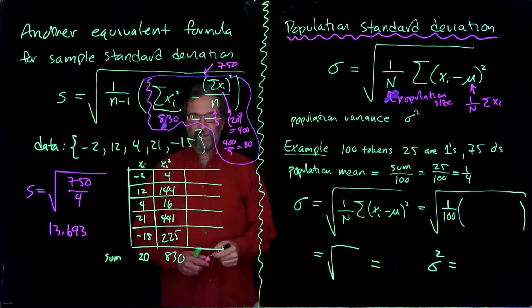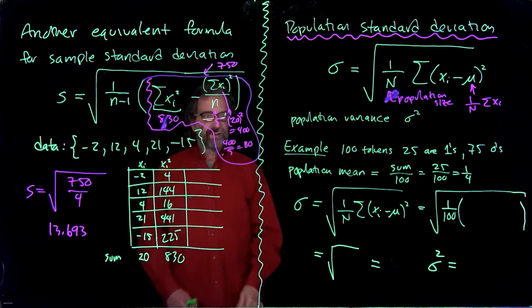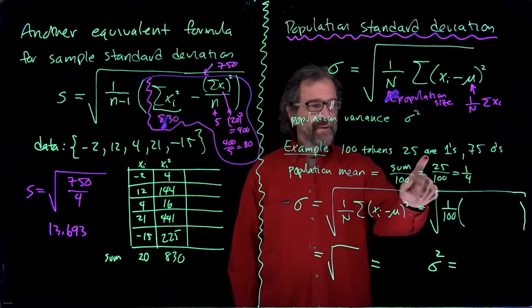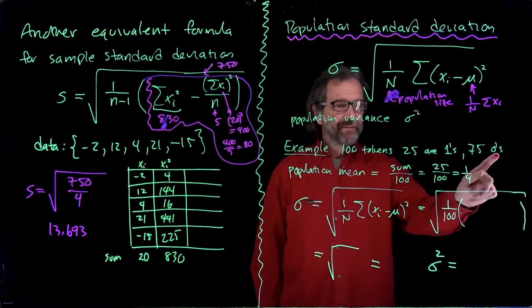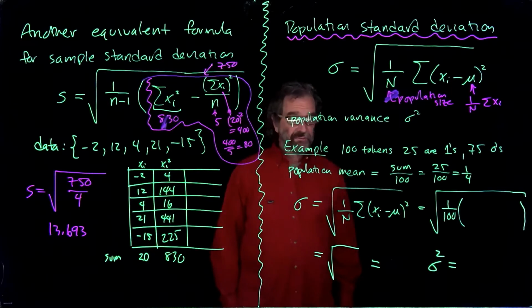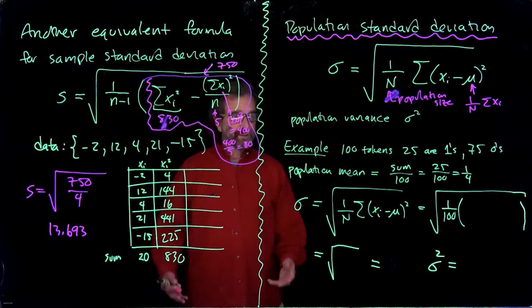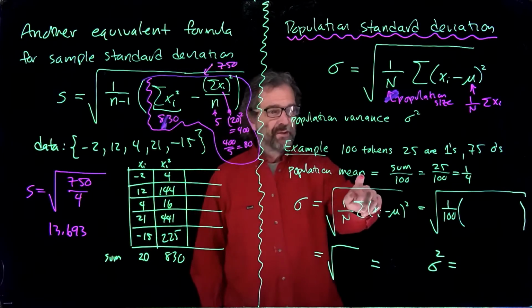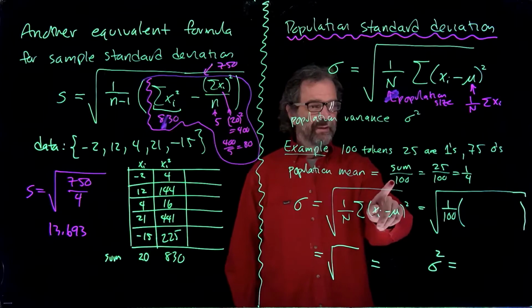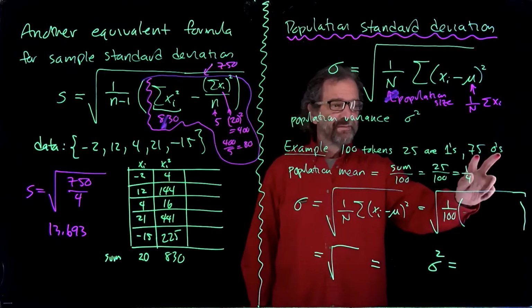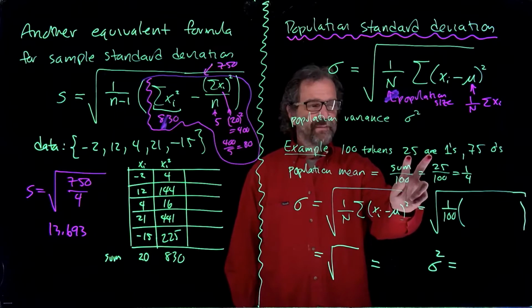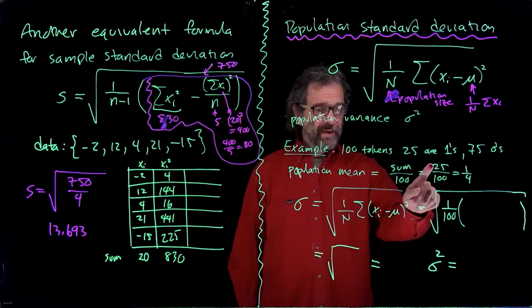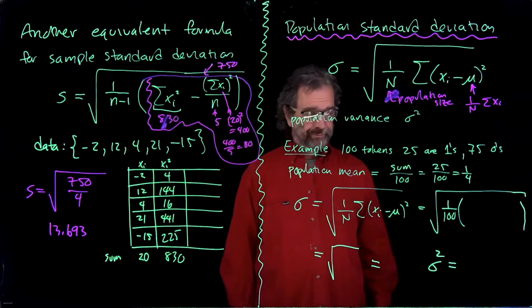Here's our example of a population standard deviation. I've got 100 tokens, and 25 are marked with a 1, and 75 are marked with a 0. So that's my whole population. 100 tokens, 25 ones, 75 zeros. The population mean will be the sum of all the values divided by 100. I've got 25 ones and 75 zeros. So when I add them, I'm adding 25 ones to 75 zeros, so I get 25. And the 25 divided by 100 is 1/4.